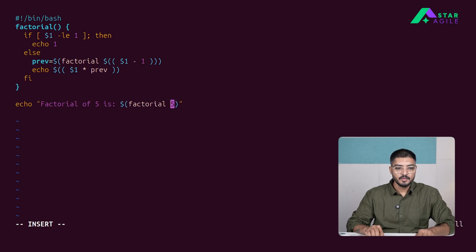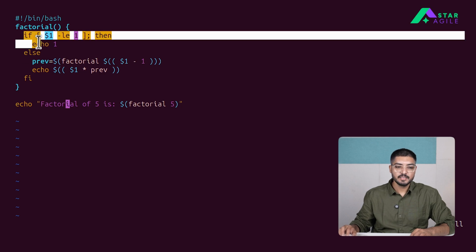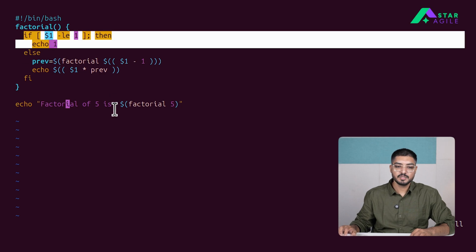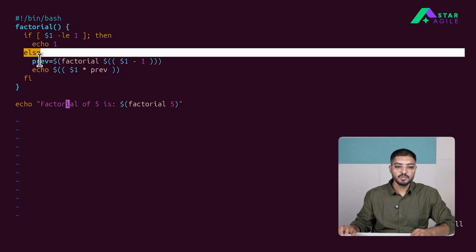So then it takes the value 5. It says, what is the value 5 less than 1? Definitely it's not less than or equal to 1, right? So nothing will print, it will skip this part. After that, the else code will be ignored because the value 5 is anyway greater than 1. So it will just take that code.